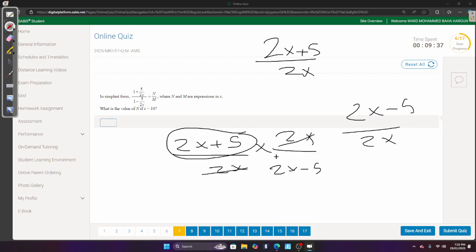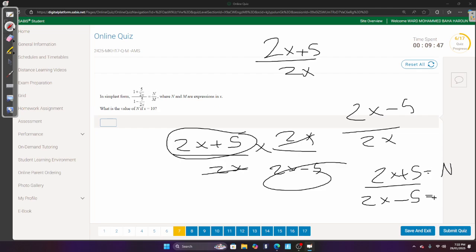Divide. You're going to be left with 2x plus 5 over 2x minus 5 in the denominator. And then they're telling you that the numerator is equal to n and the denominator is equal to m. What's the value of n, the numerator, if x equals 10? Not the denominator, the numerator.